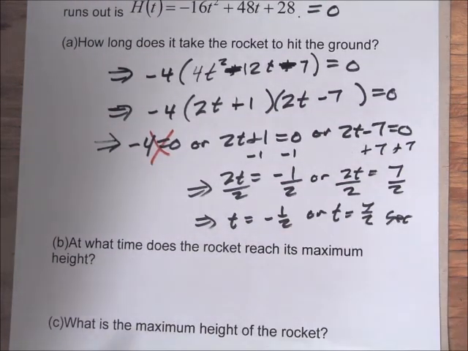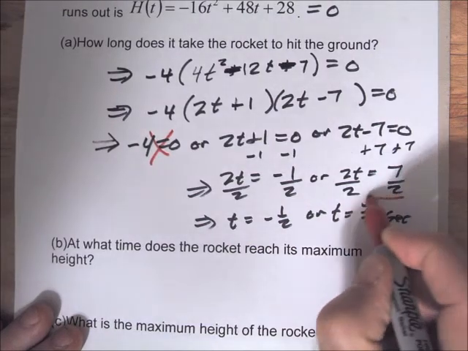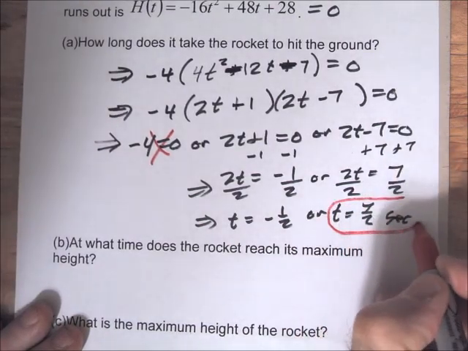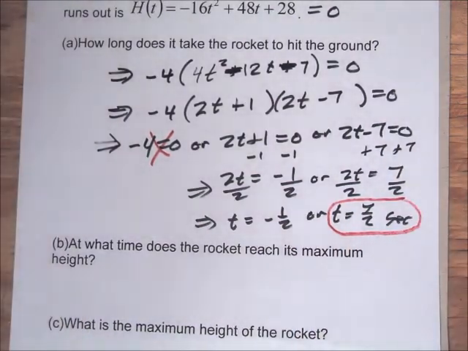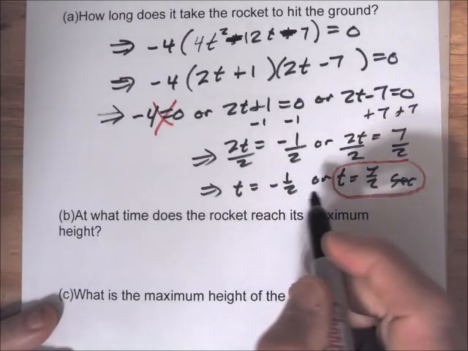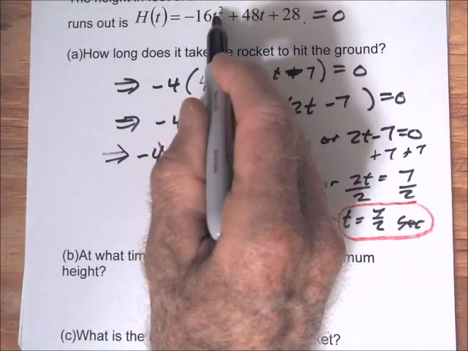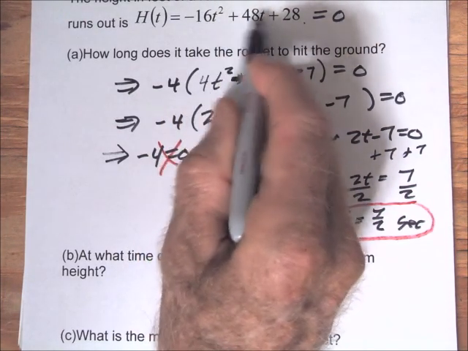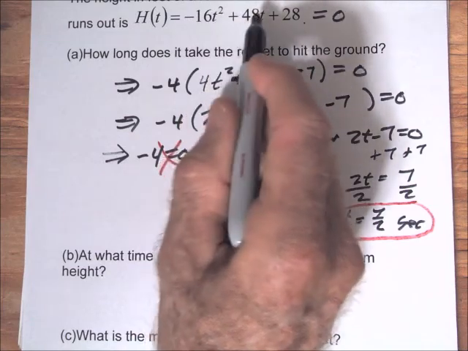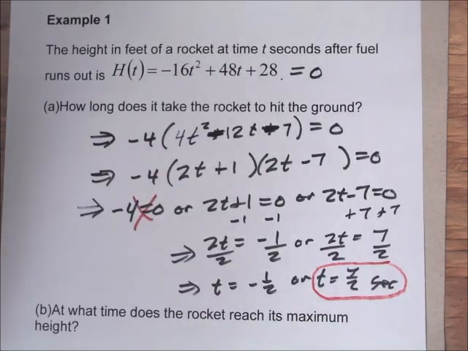We'll use this other piece of information also, but this is the answer to part A. Okay, so what time does the rocket reach its maximum height? When you see a t squared and some other terms of lower powers, the graph is going to be a parabola.